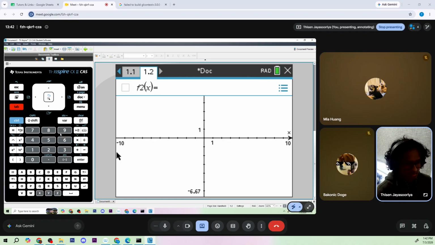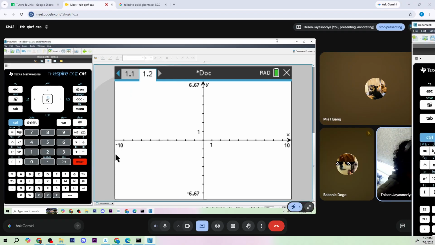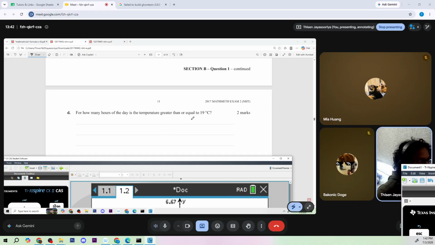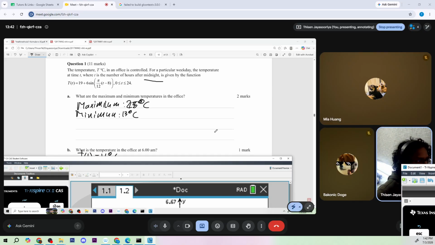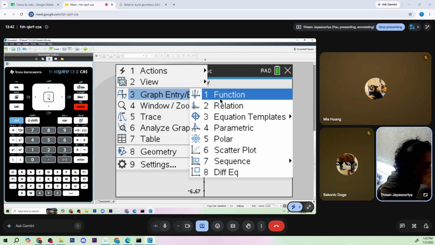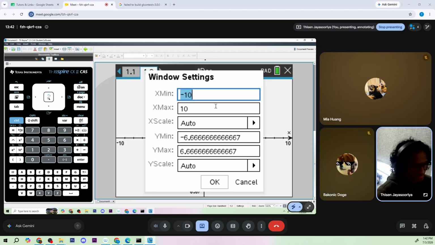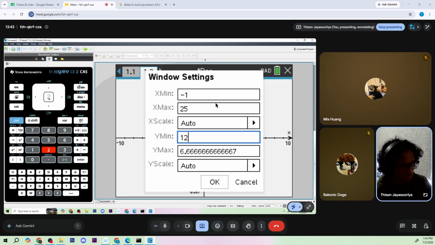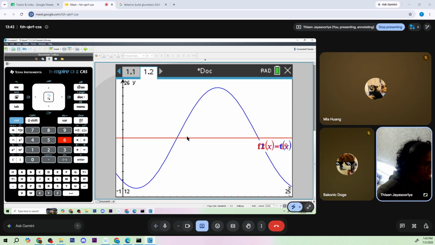So here, I'm going to plot these two parts. It asks for how many hours the temperature will be greater than or equal to 19. I'm going to change the graph: zoom, settings. I'm going to go all the way from -1 to 25. The reason I'm going from -1 to 25 instead of 0 to 24 is because I want to be able to see the whole function. And then for y, let's just say 12 to 26. It just gives me a little bit of leeway. So this is what the function should look like.